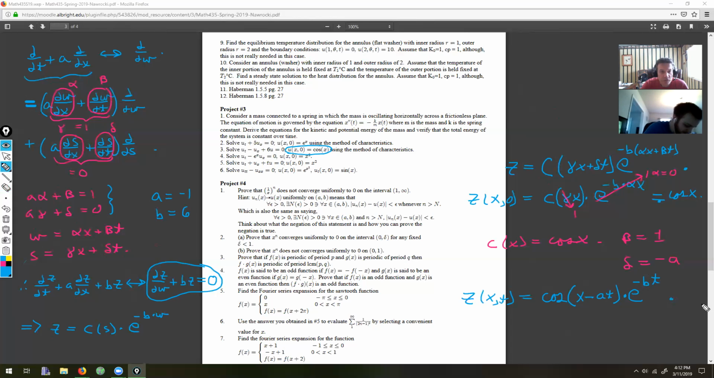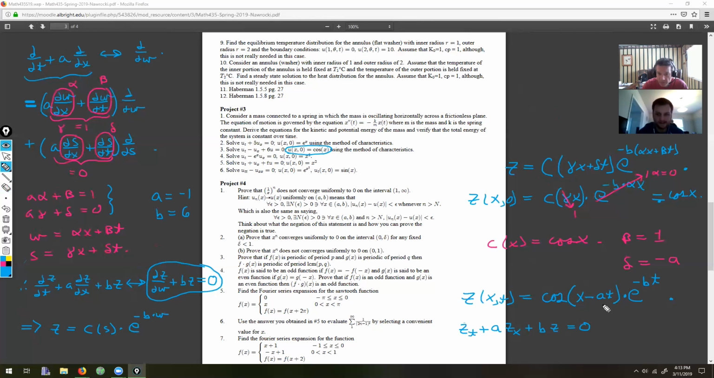Now, I claim that that is a solution to this differential equation. That should be a solution to Zt, rather. That should be a solution to this: Zt plus A Zx plus B Z equaling 0, right?